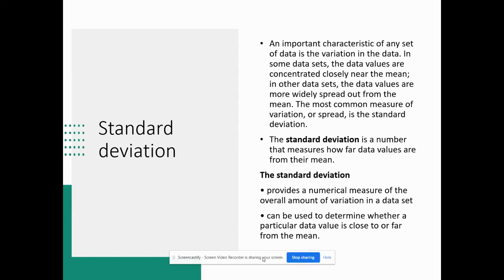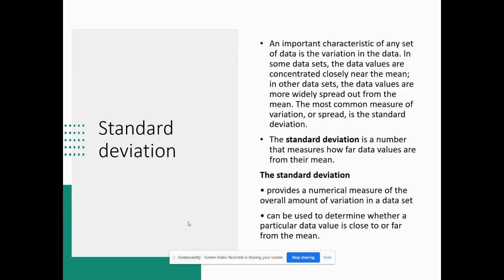Okay, so we talked about the standard deviation in that original video. So what is the standard deviation? Let me give you the definition and then the real-world use of it. An important characteristic of the data is the variation. So we want to know how the data is related to the mean, and we talk about how spread out it is from the mean.